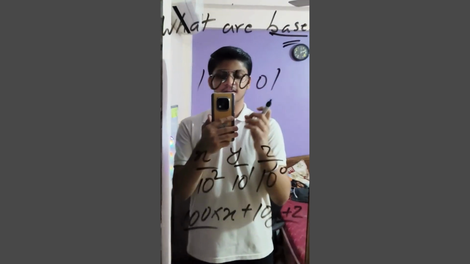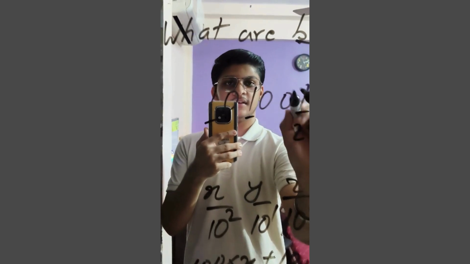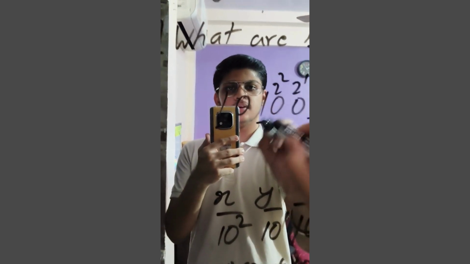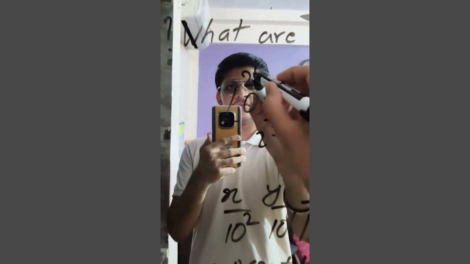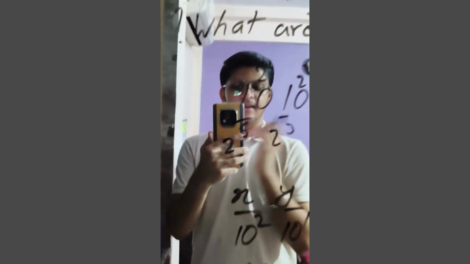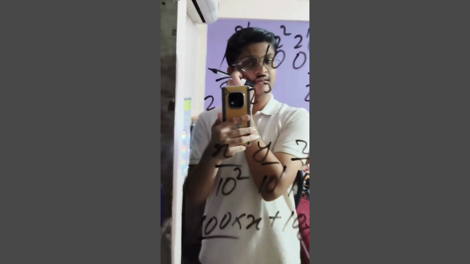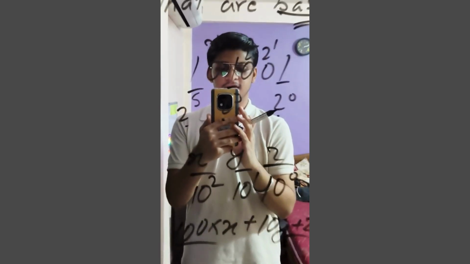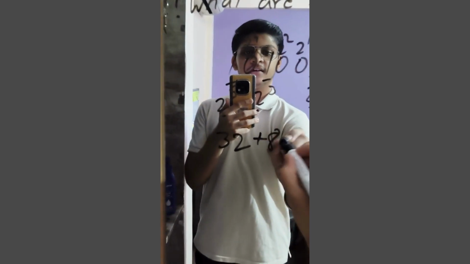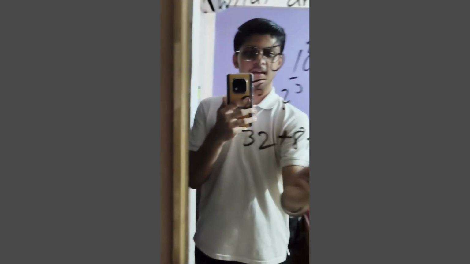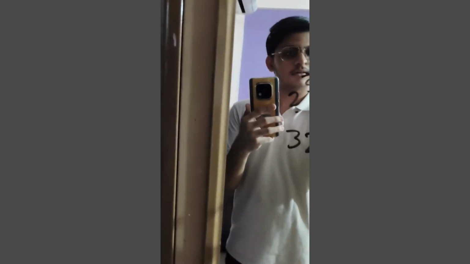Similarly, for binary, we can start denoting these digits as 2 raised to 0, this is 2 raised to 1, 2 raised to 2, 2 raised to 3, 2 raised to 4, 2 raised to 5. And following the same logic, I shall ignore these zeros because again the value will be 0, and we will add these values together. Now 2 raised to 5 is 32, 2 raised to 3 is 8 and 2 raised to 0 is 1. If we add these, we will get 41, which is our answer.